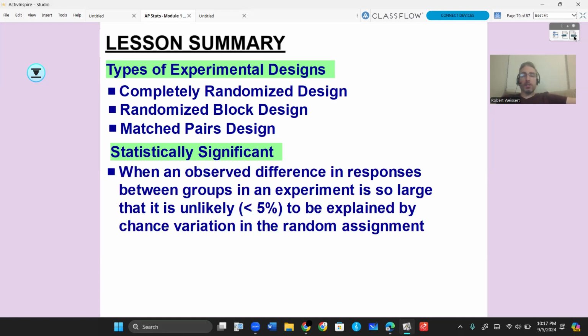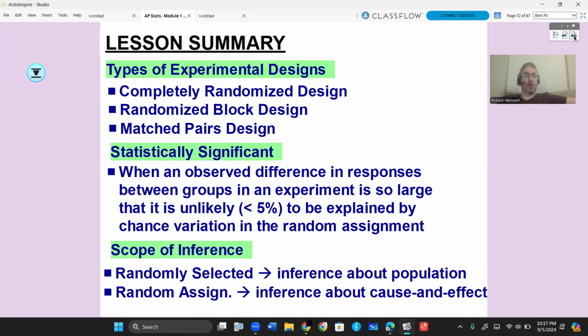Statistically significant just means that when you have an observed difference in responses between groups that's so large that it is unlikely, and we typically say less than 5%, to be explained by chance variation in the random assignment, we say that's statistically significant. Finally, the scope of inference just allows you to apply your results. So if you randomly select, you can make inference about the population you select from. If you randomly assign, you can make inferences about the cause and effect of a treatment.